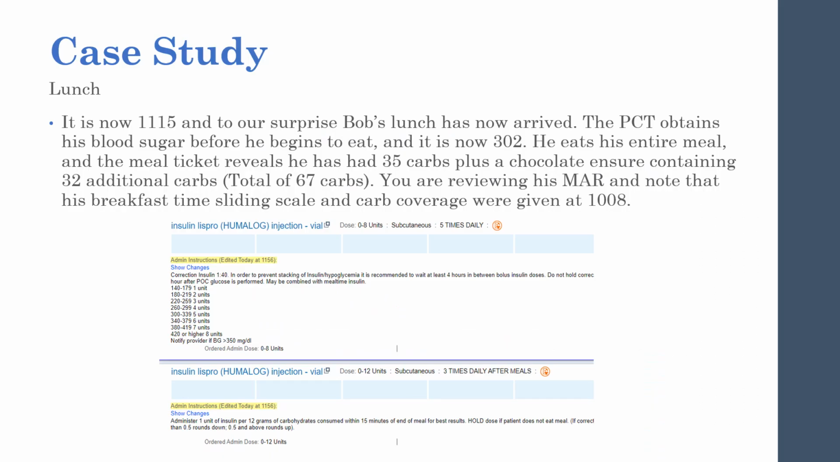It is now 11:15 and to our surprise, Bob's lunch has now arrived. The patient care tech obtains his blood sugar before he begins to eat and it is now 302. He eats his entire meal and the meal ticket reveals that he has had 35 carbs plus a chocolate Ensure containing 32 additional carbs for a total of 67 carbs. You are reviewing his MAR and note that his breakfast time sliding scale and carb coverage insulin were given at 10:08.